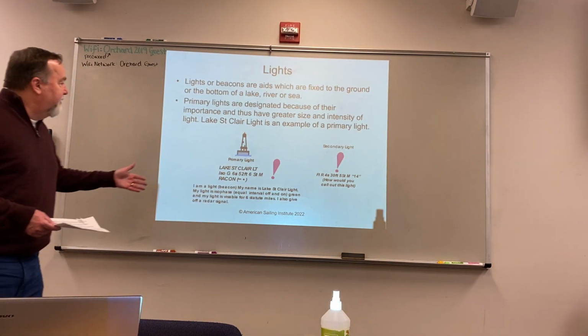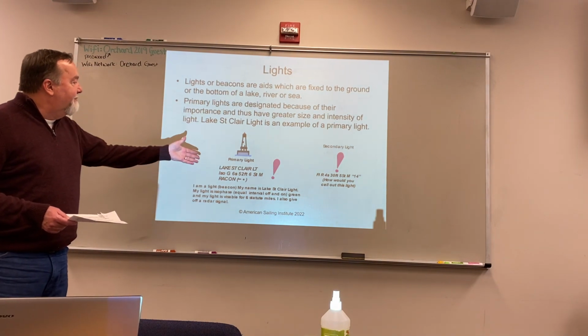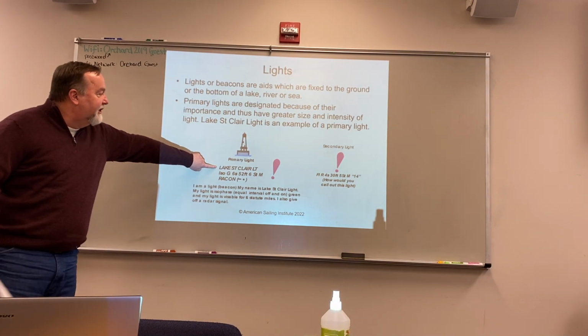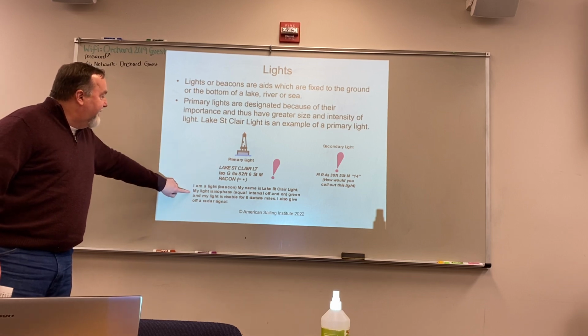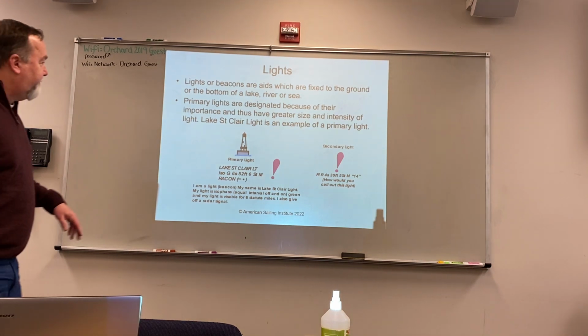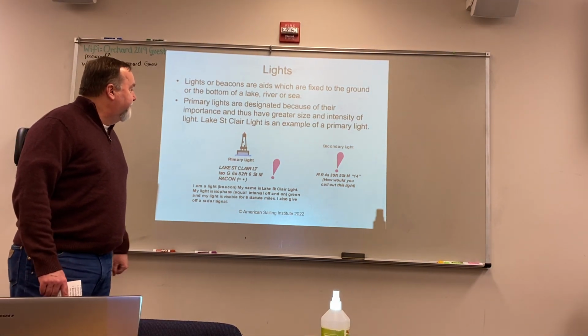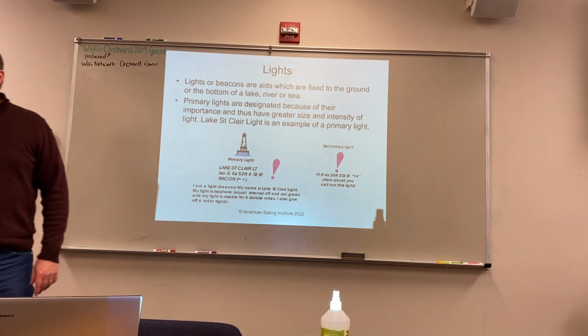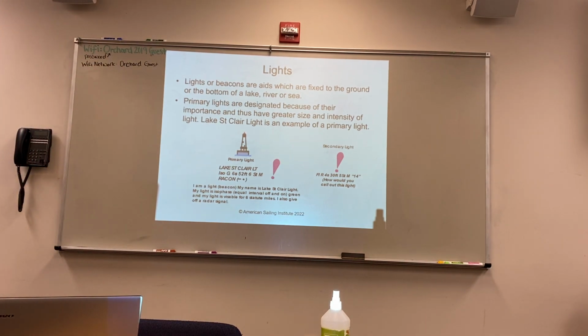So this is saying, I'm a light beacon. My name is Lake St. Clair light. My light is isophase. What isophase means is that it's on and off at equal intervals. ISO means equal on, equal off. 6 second, 52 feet. That means that's how high the light beacon is above the surface. And 6 statute miles is the distance you can see that light at night with good atmospheric conditions.